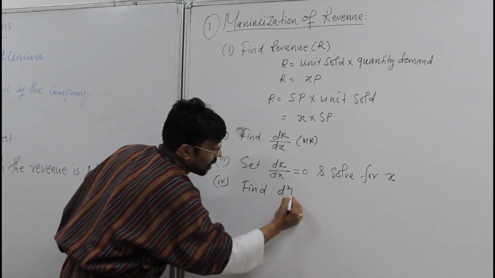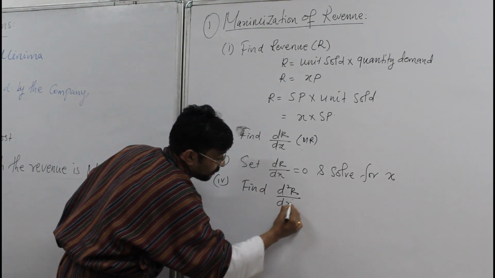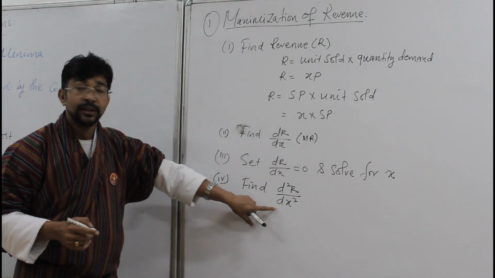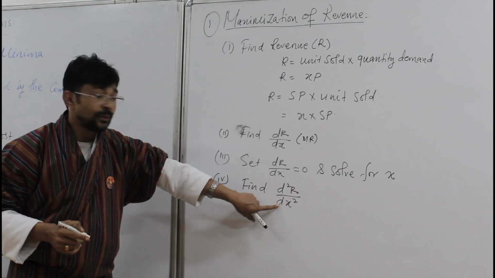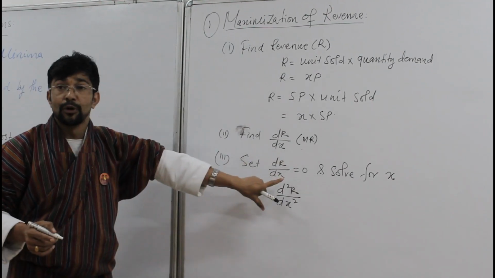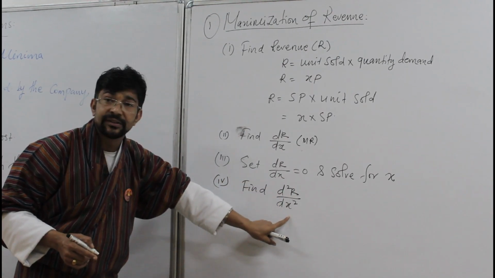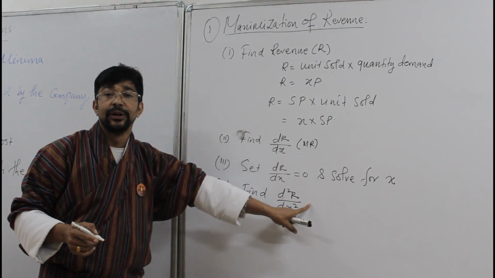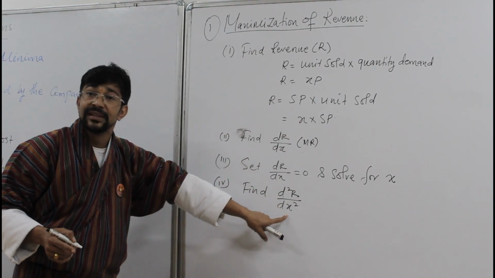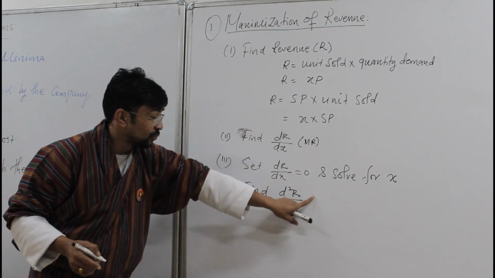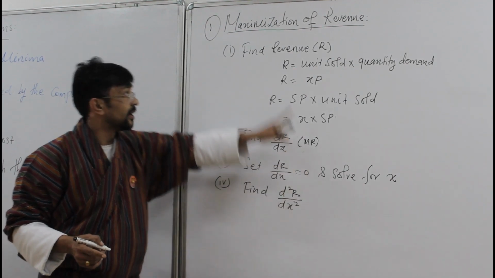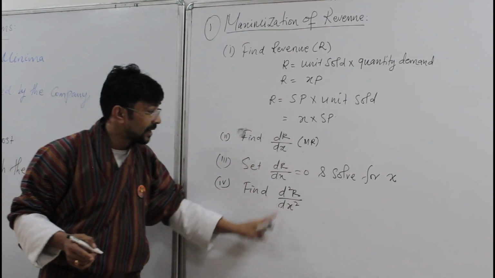Once you find this, step number 4: find d square R by dx square. That means you are finding the second derivative of R. Then it is the same as a maximum and minimum problem. If you are getting a single value for d square R by dx square, since we are maximizing, this value has to be less than 0, that is, a negative value. If it is negative, you can say that R is maximum at that value of x.